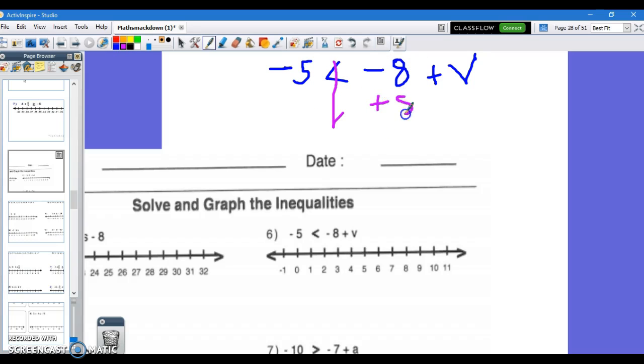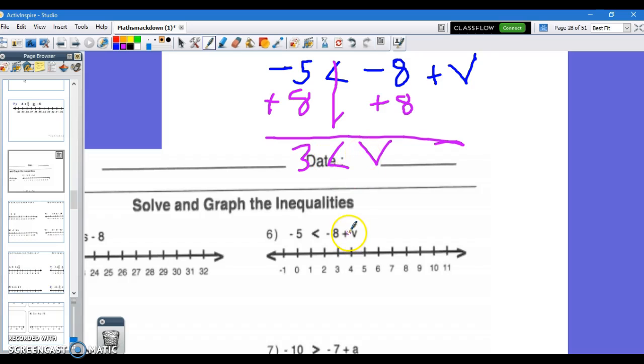8 to both sides. These rules are the same as your equation rules. When I have a positive and negative, I subtract. Keep the sign of the higher digit, so it's a positive 3. I'm going to keep my inequality sign for now. That cancels out, and then I have a b. So I have 3 is less than b.